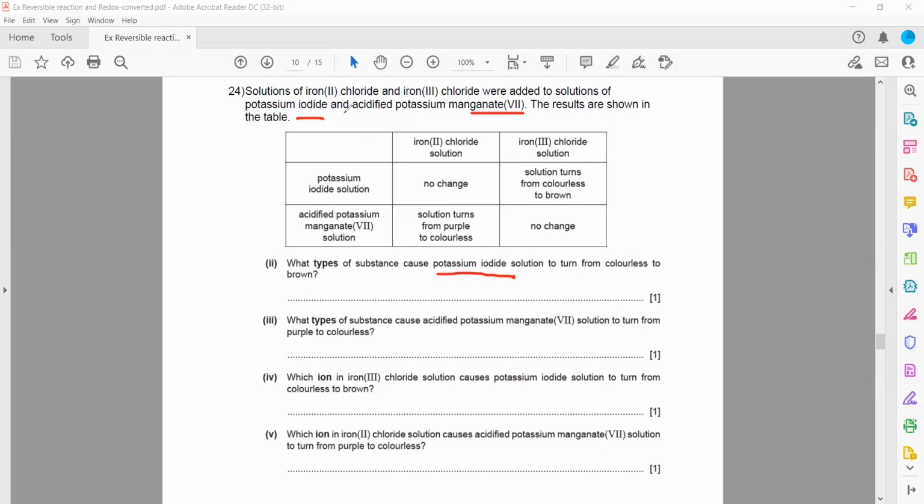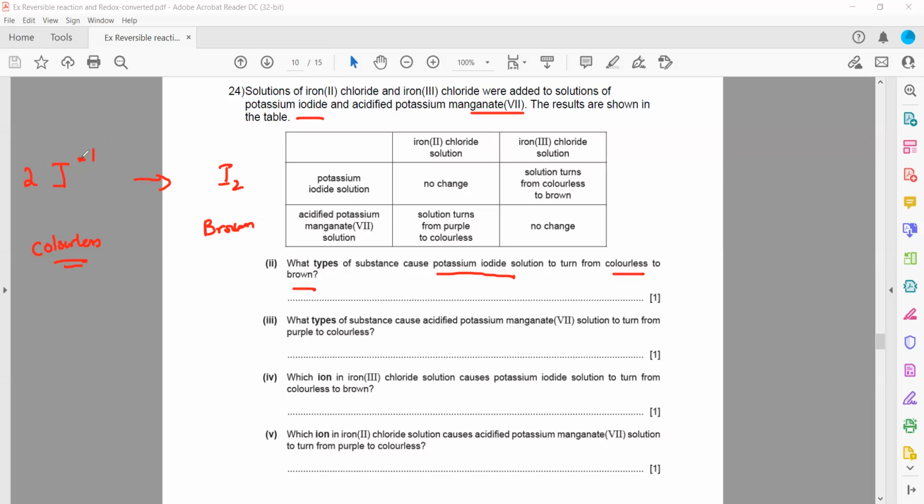So as you can see here, potassium iodide means it contains iodide ion, and iodide ion is colorless. And it turned from colorless to brown. So how did it turn brown? It means the iodide ion turned into iodine molecule. That is why it turned into brown.